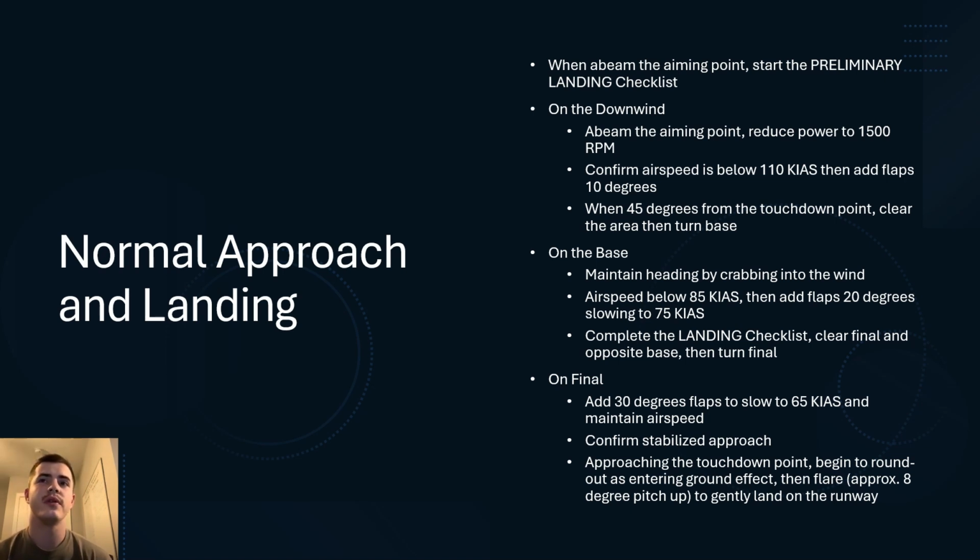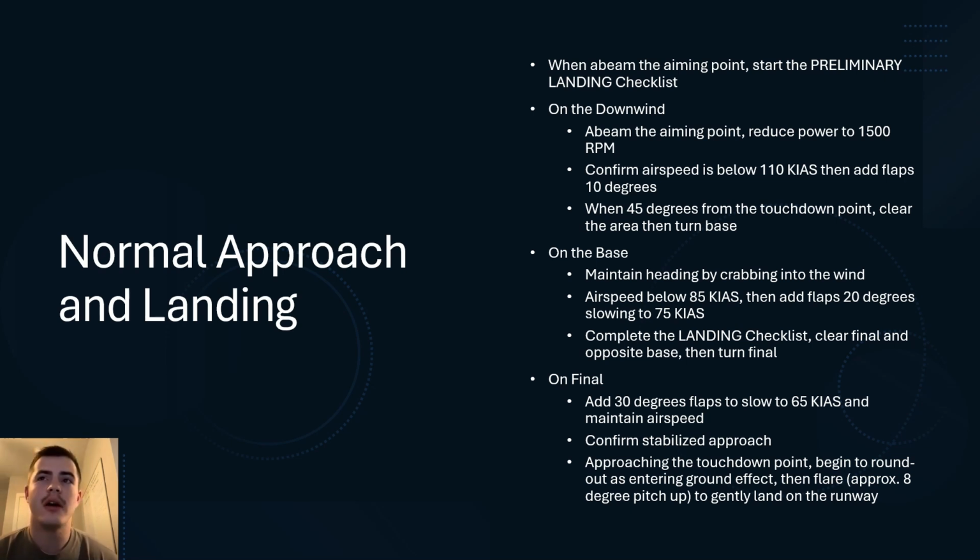Once we have lost 200 feet to 300 feet and we are 45 degrees from the touchdown point, we want to clear the area, then turn base. When we are on the base, we want to maintain the heading by crabbing into the wind if needed. It's just like a rectangular course. To stay on course, we want to crab into the wind, to make sure that we stay on course.